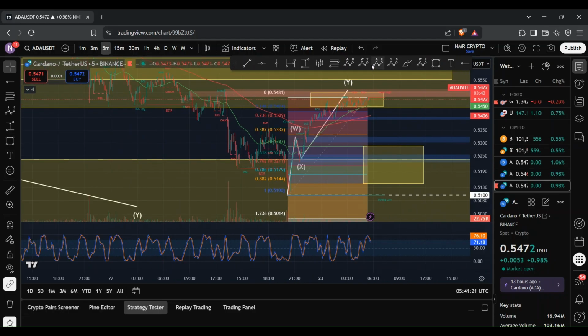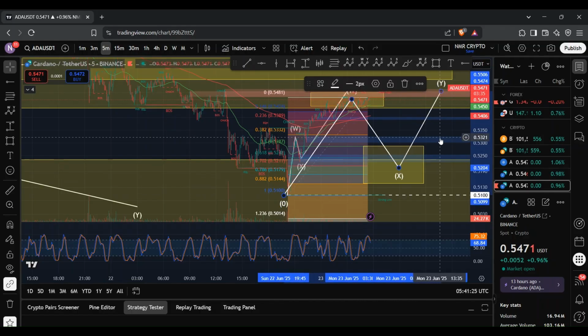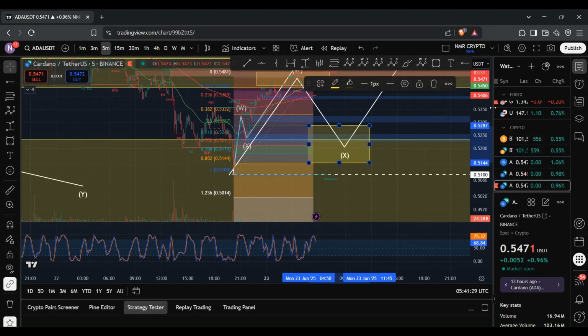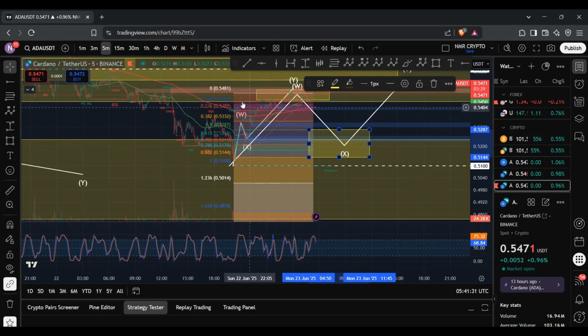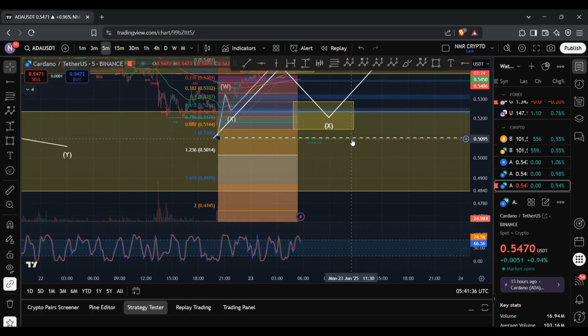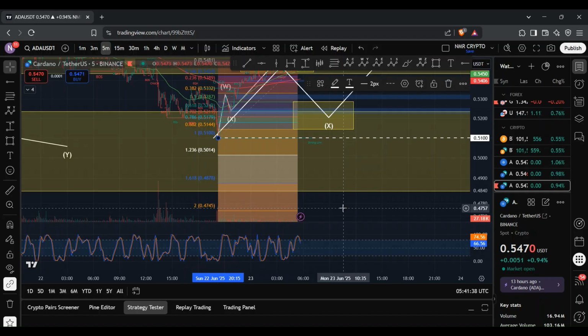And so it's possible that we have a bigger double XY structure forming, where this would be the W wave, this would be the X wave, and this would be the Y wave. And if ADA was to breach past this region, then that would then confirm that we topped off at 54.81 cents, and we see a deeper move to the downside where we then breach past this local low at 51 cents.